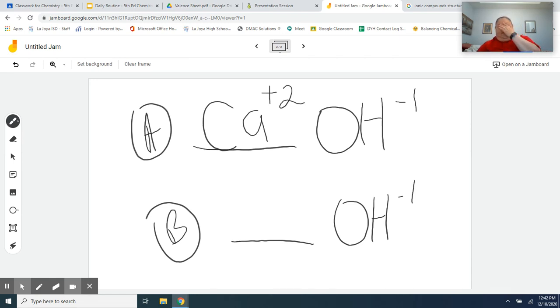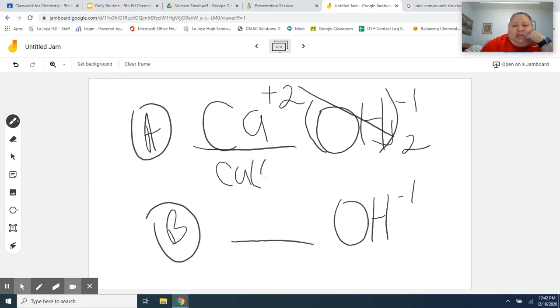Okay, if I put Ca plus 2, what did Alexia forget to put? The 2 at the end. She forgot to include that OH after the parentheses should have a 2. Be careful, Miss Alexia.